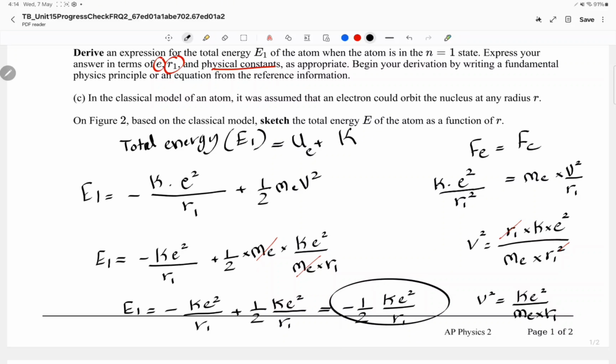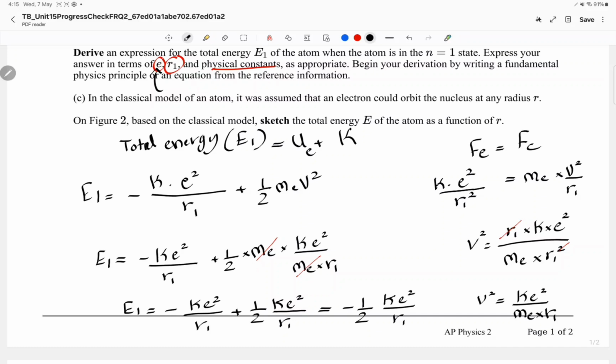Very good. Mister, I'm still confused as to why we didn't number the e's in the very beginning. They don't want any numbers. They want you to keep it in terms of e. So don't say 1.6 times, don't say that. They don't want that.